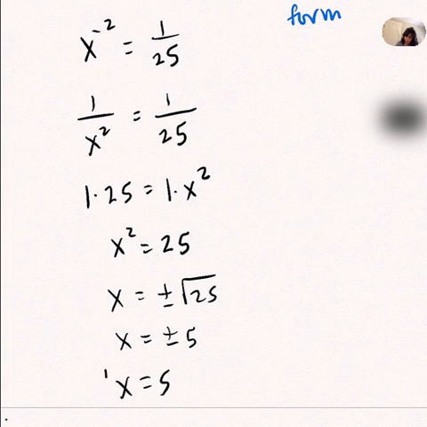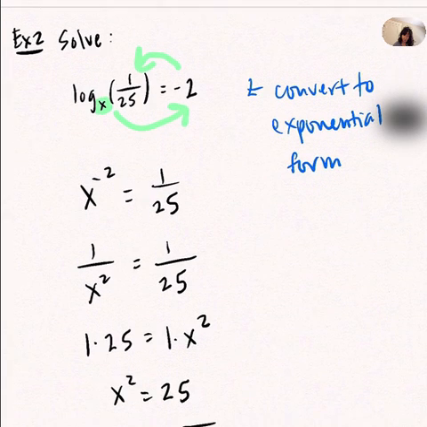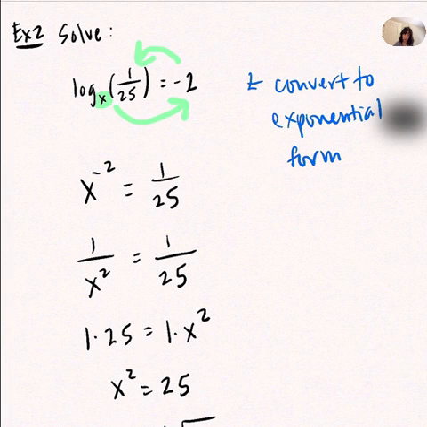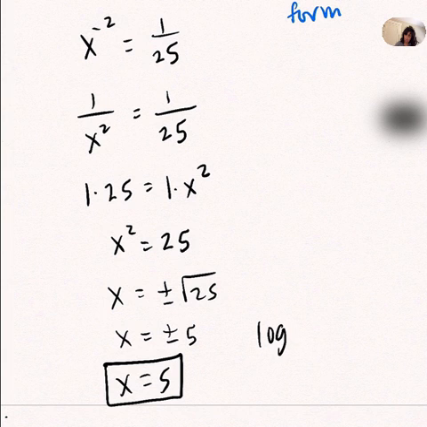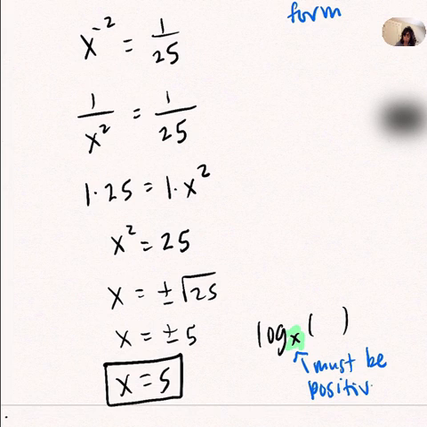Let's talk about why. So x equals negative 5 is not an answer because our logs, by definition, don't have bases that are negatives. So we don't do negative bases for logs by definition. We only have positive bases here. So let's write that down. So log base x, this thing right here must be positive. So we only do 5 as our answer.